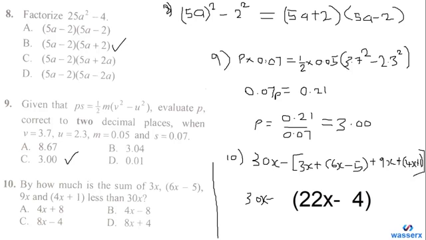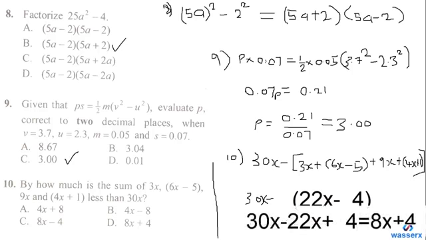This will simplify to 30x minus 22x plus 4, and this will simplify to 8x plus 4. So the correct answer is C.